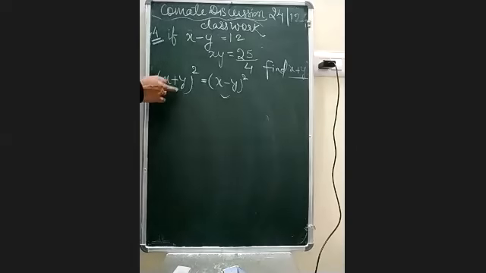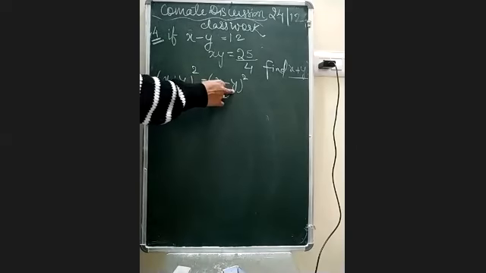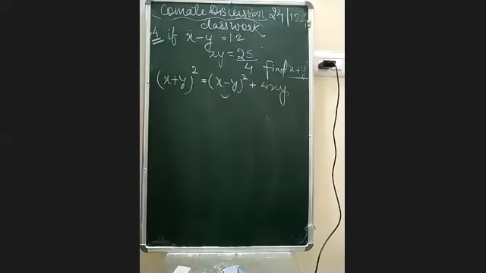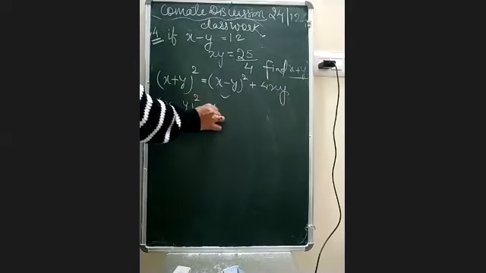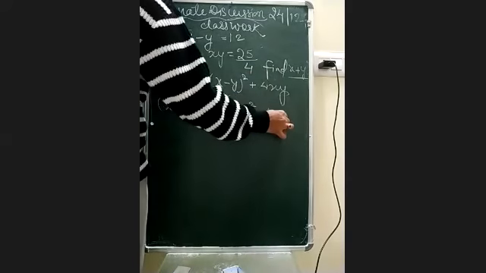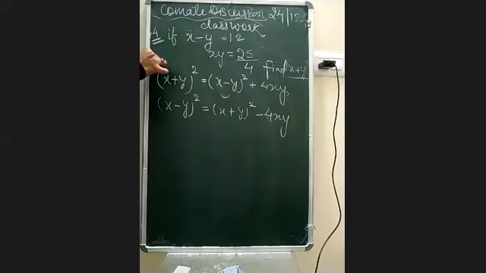x plus y whole square is equal to x minus y whole square plus 4xy. Okay, this is the formula for x plus y whole square. Now moving ahead with the next formula that you should remember: x minus y whole square is equal to x plus y whole square minus 4xy. Fit these two formulas in your memory, which will give you the solution instantly, in just one or two steps.